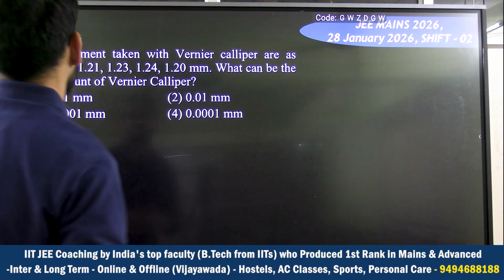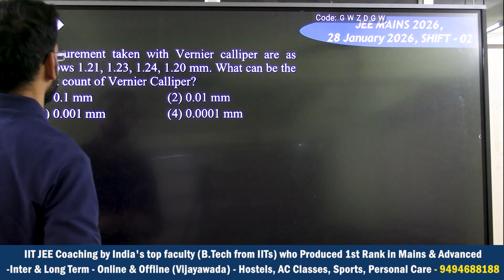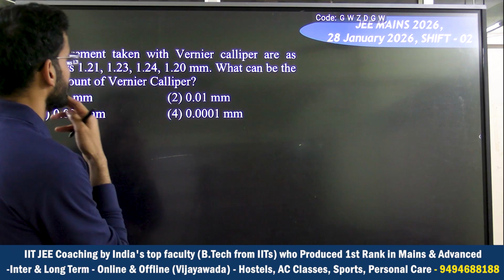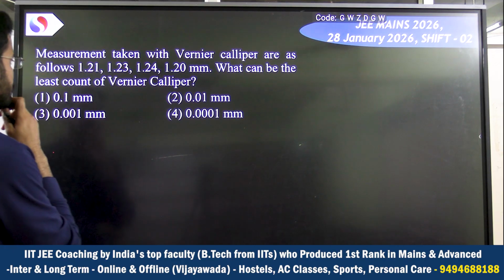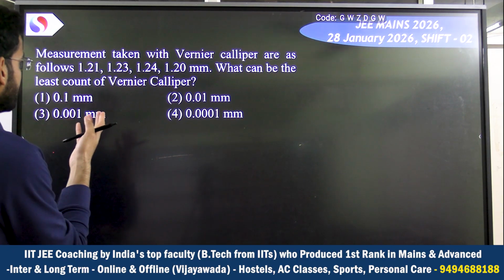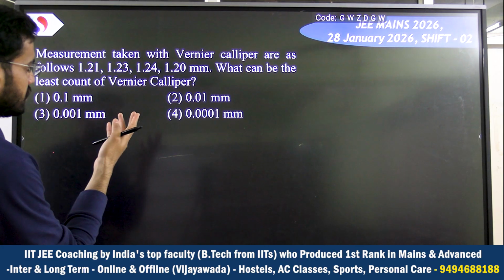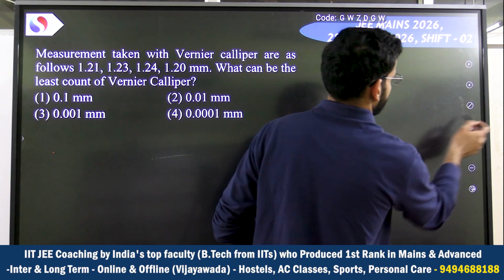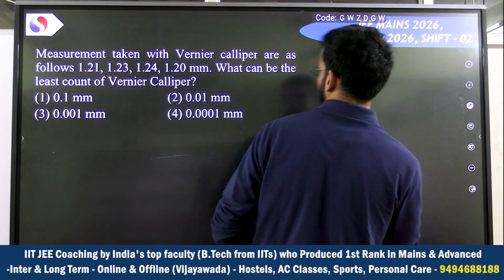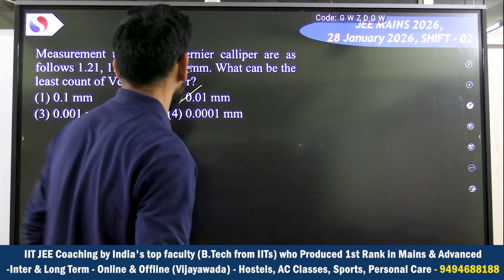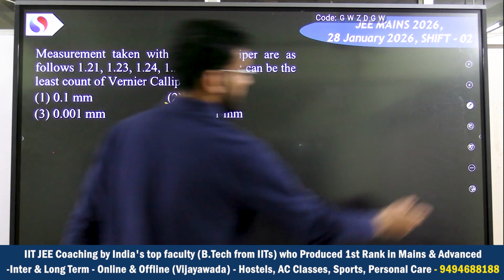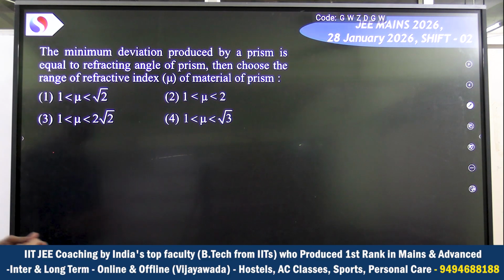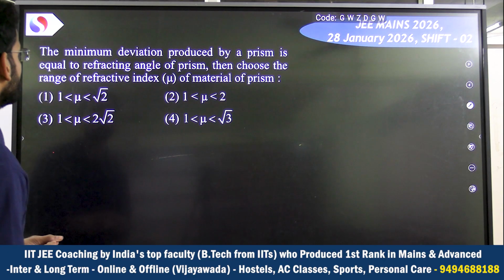First question: measurements taken with a vernier caliper are as follows: 1.21, 1.23, 1.24, 1.20 mm. What can be the least count of the vernier caliper? The least count we can directly see is 0.01 mm, right? Second option is the answer. That was a very easy question. So the answer is 0.01 mm, second option.